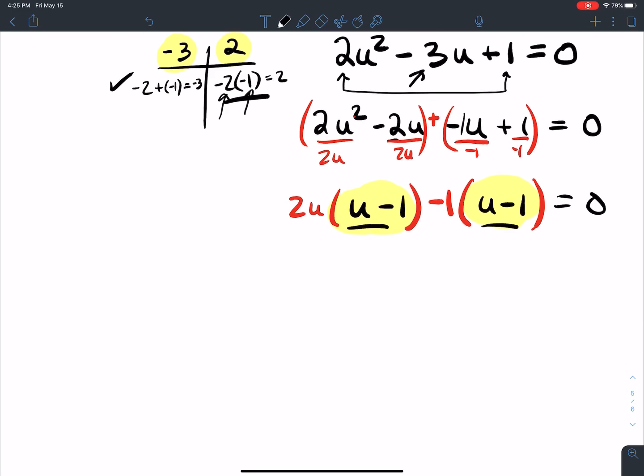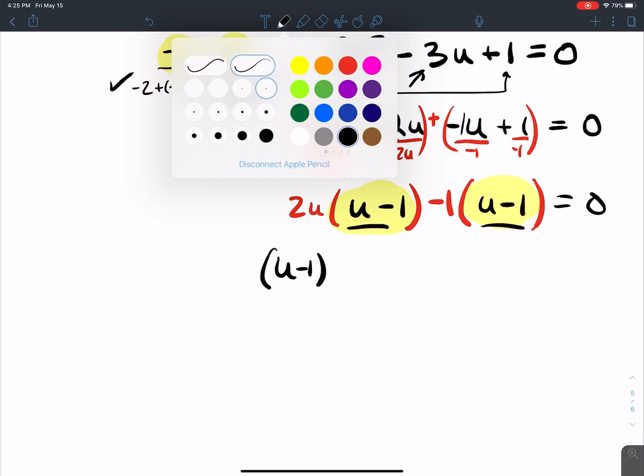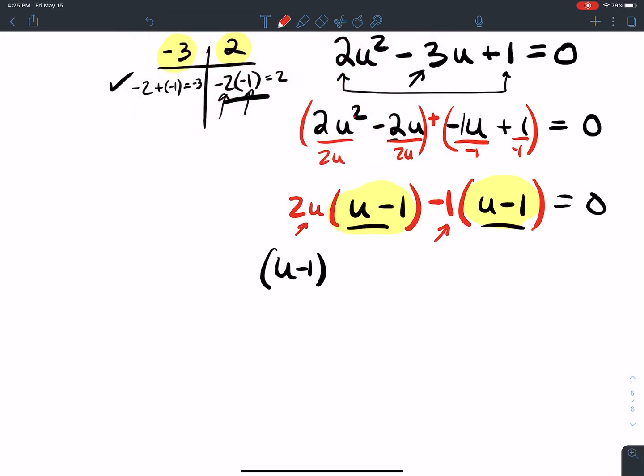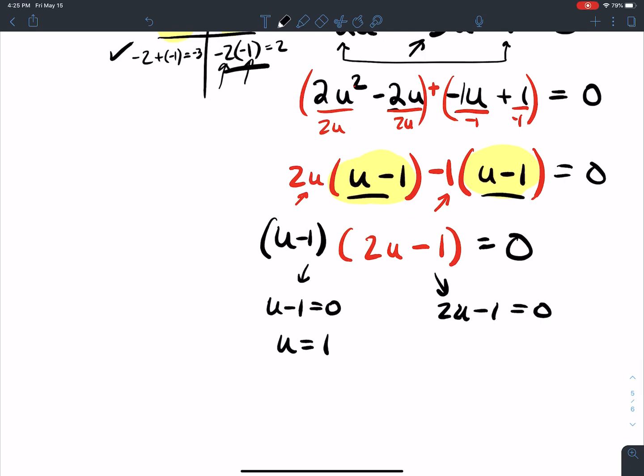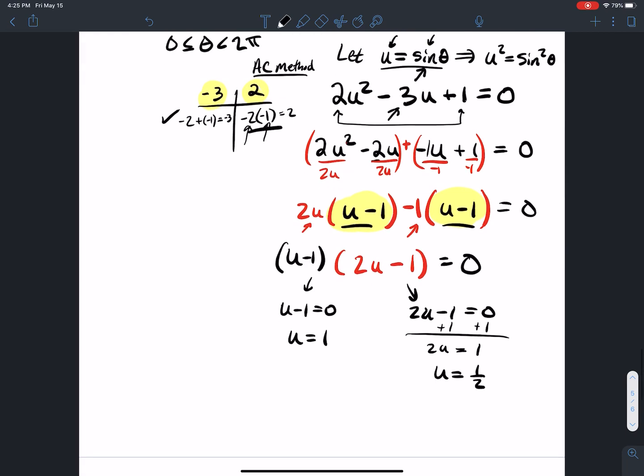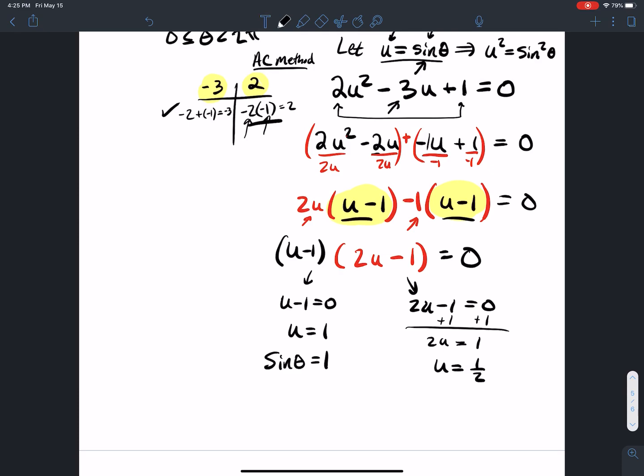So what's in common between these two? A u minus 1 factor. If I factor that out of both of those, what do I have left? I have left 2u minus 1, and that's equal to 0. So I have two factors multiplied together equals 0. The zero factor property tells me that I set each piece equal to 0. Then I solve for u: u equals 1, and adding 1, I get 2u equals 1, so u equals 1/2. But recall, u is sine theta. So I have sine theta equals 1, and sine theta equals 1/2.